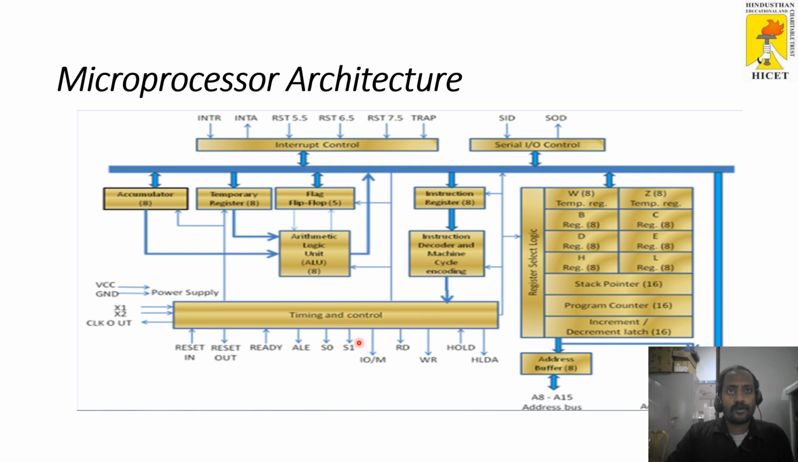The device works at 3.2 megahertz. The architecture mainly consists of the arithmetic logic unit, timing unit, and control unit, instruction register, decoder, interrupt control register, and serial input output control. The ALU, arithmetic logic unit, performs the various arithmetic and logical operations, while the timing and control unit brings about the coordination between all the parts of the microprocessor.